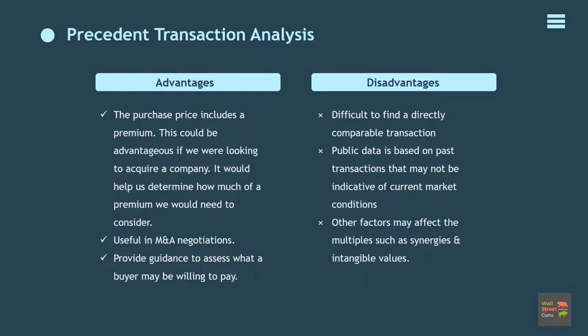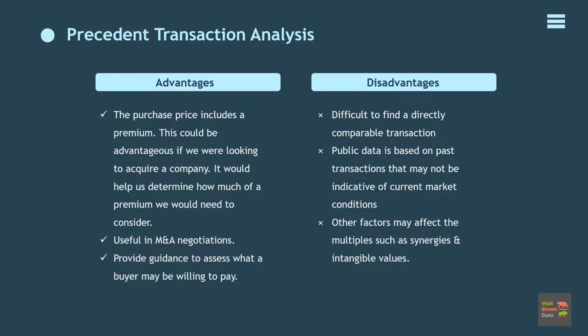Precedent transaction analysis creates an estimate of what a share of stock would be worth in the case of an acquisition. The advantage of this method includes the purchase price includes a premium. This could be advantageous if we were looking to acquire a company. It would help us determine how much of a premium we would need to consider in order to convince the owner or shareholders to hand over the company to us. The method is also useful in M&A negotiations and discussions. The method also provides guidance to assess what a buyer may be willing to pay for a business.